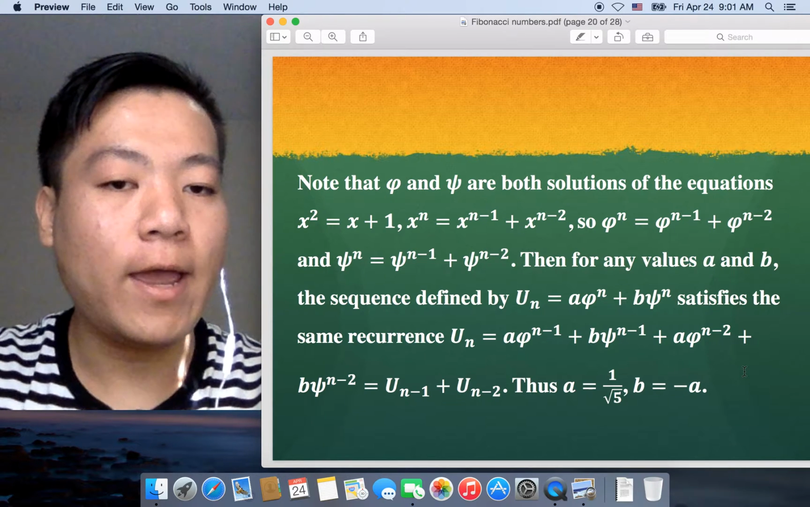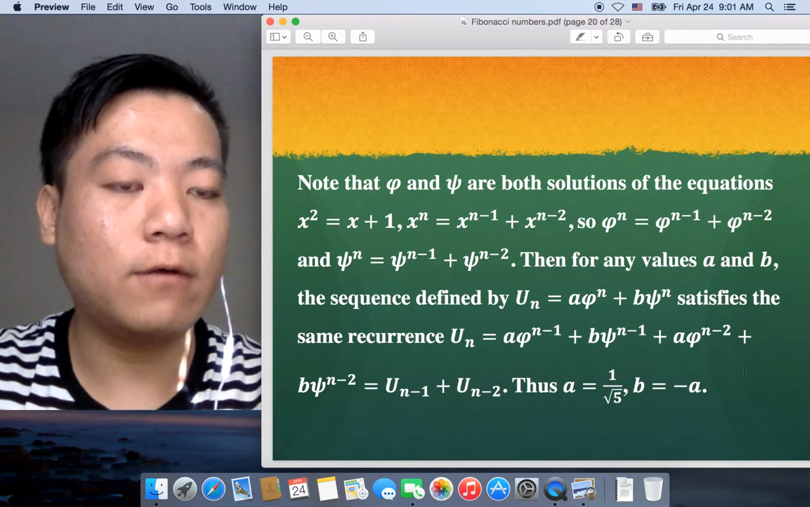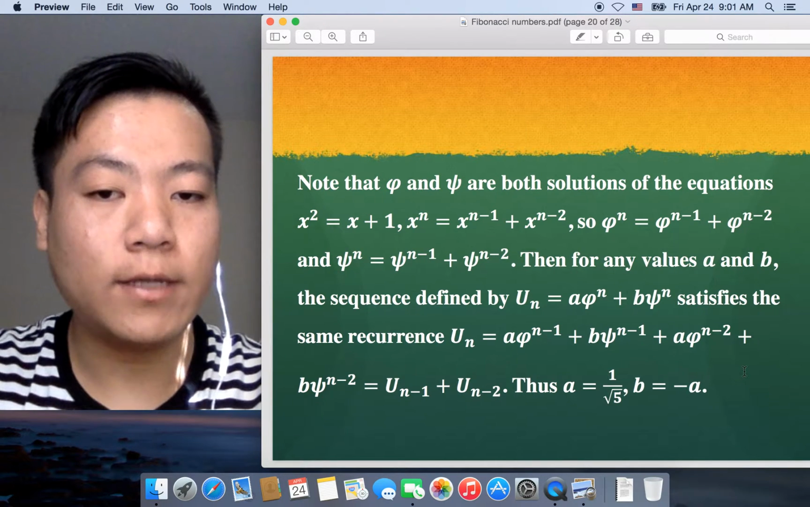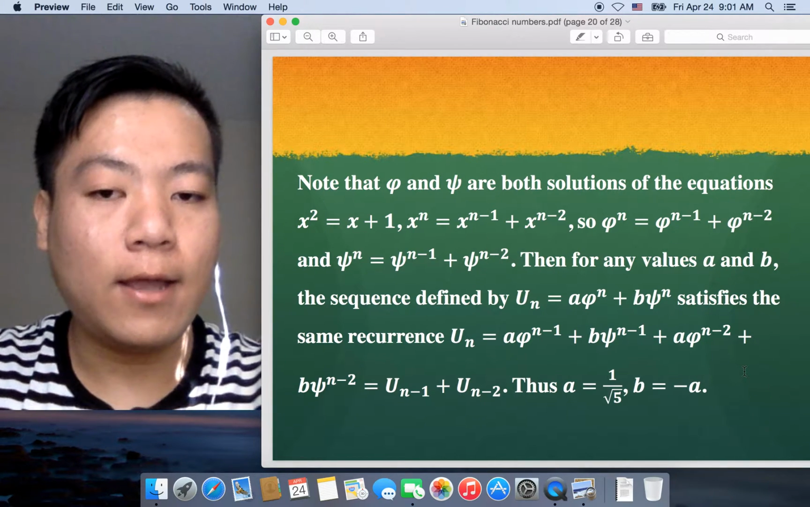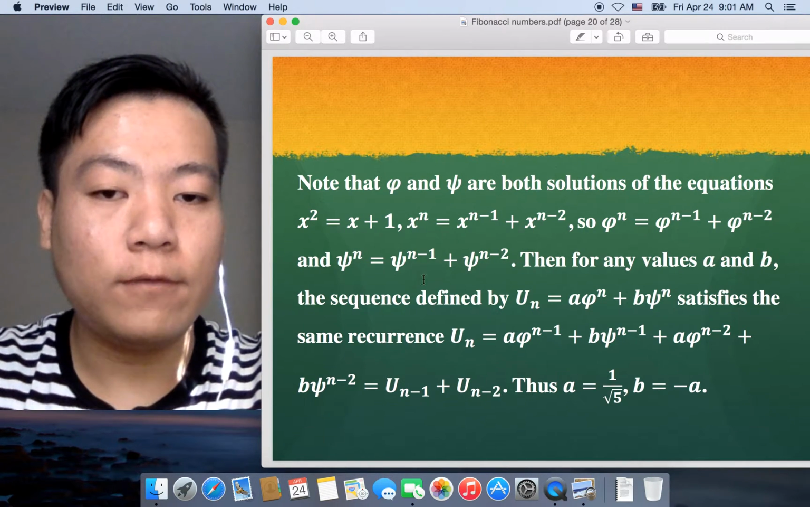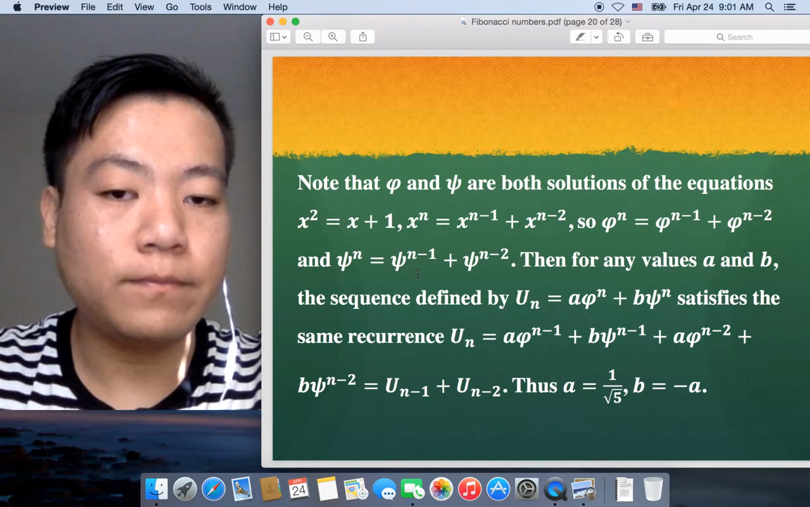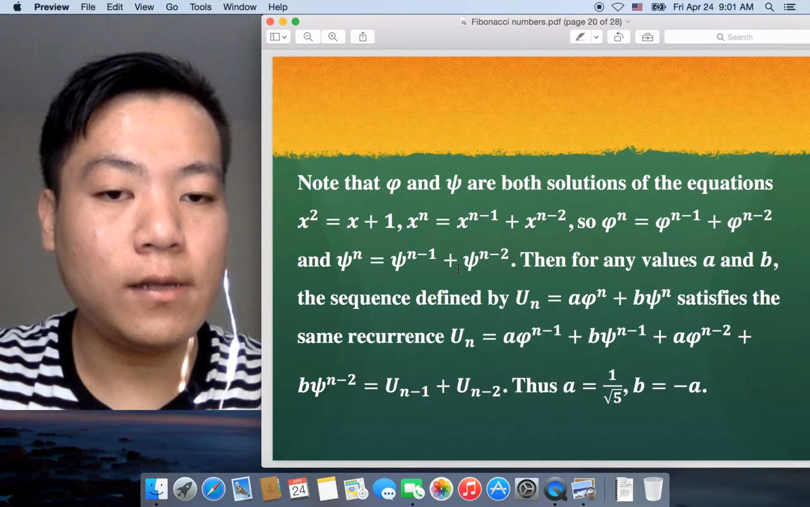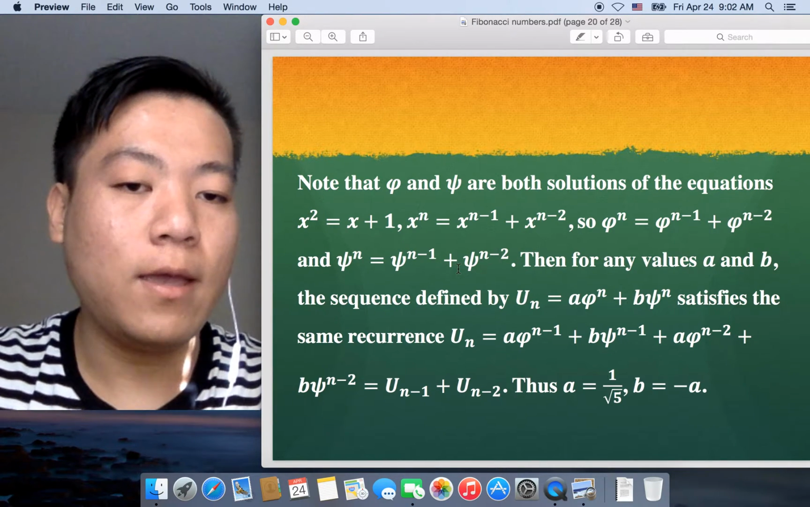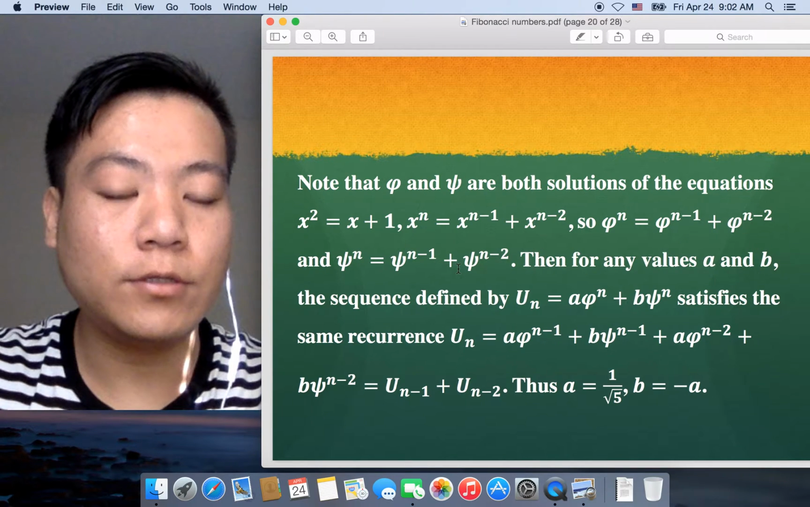Note that phi and psi are both solutions of the equation x squared equals x plus 1, and multiplying by x to the n minus 2 power, we can get x to the nth power equals x to the n minus 1 power plus x to the n minus 2 power.